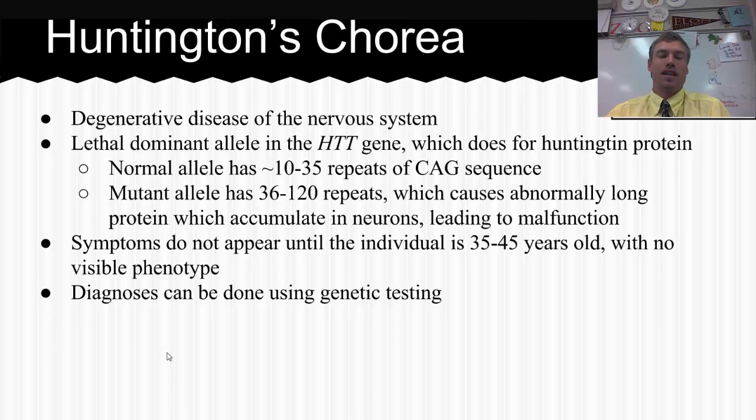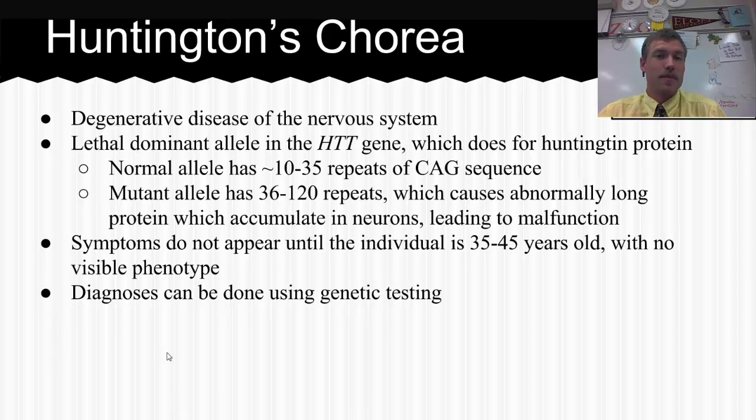That protein then accumulates in neurons, which leads to the neurons malfunctioning. And so this is why this is a degenerative disease. It takes a little while for these proteins to accumulate enough. Now, what makes this disease particularly problematic is that there's no physical expression of this. There's no way to just look at a person and say, "Hey, you've got Huntington's." In fact, the symptoms don't even show up until people are 35 to 45 years old.